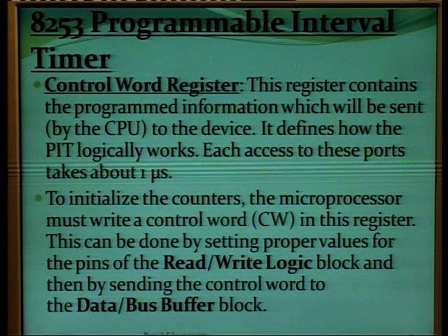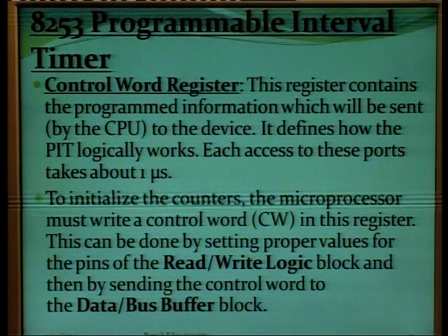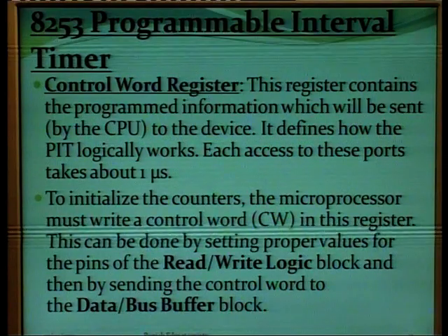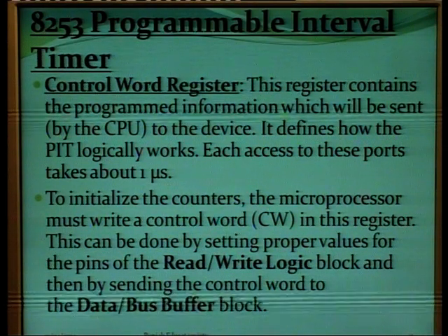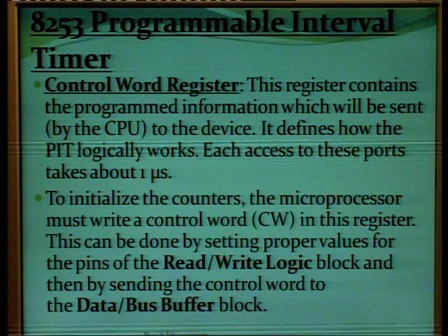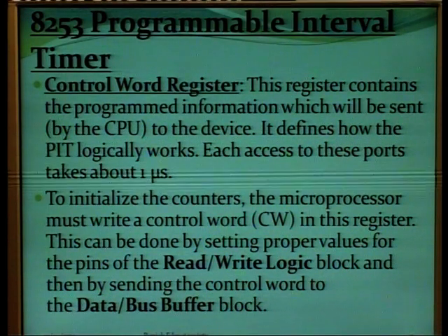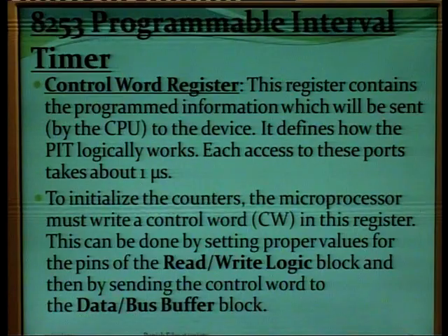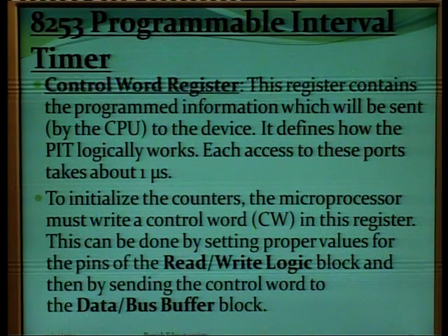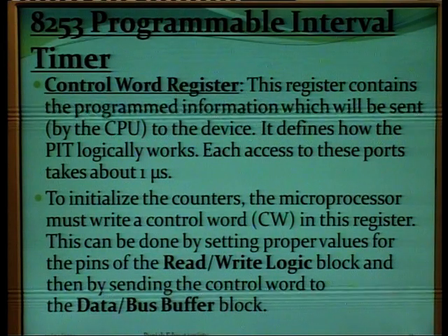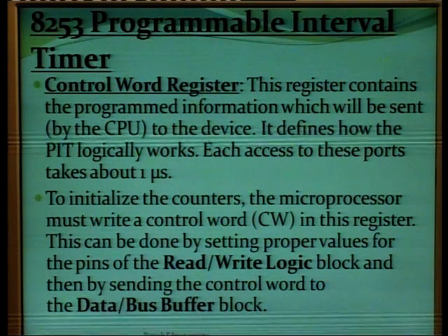Control word register. This register contains the programmed information which will be sent by the microprocessor to the device. It defines how the PIT works logically. Each access to these ports takes about 1 microsecond. To initialize the counters, the microprocessor must write a control word in this register.